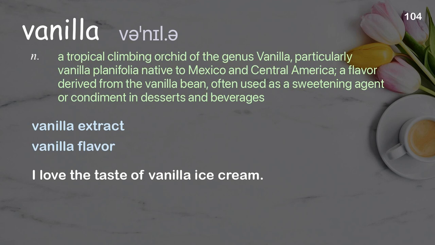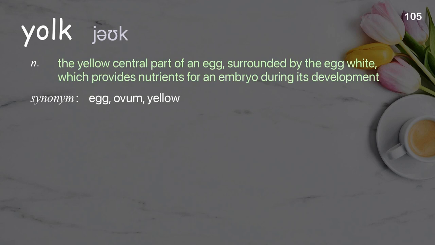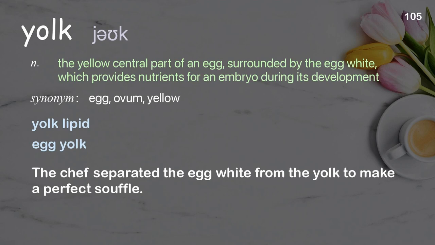Yolk. The yellow central part of an egg, surrounded by the egg white, which provides nutrients for an embryo during its development. Examples: Yolk lipid. Egg yolk. The chef separated the egg white from the yolk to make a perfect souffle.